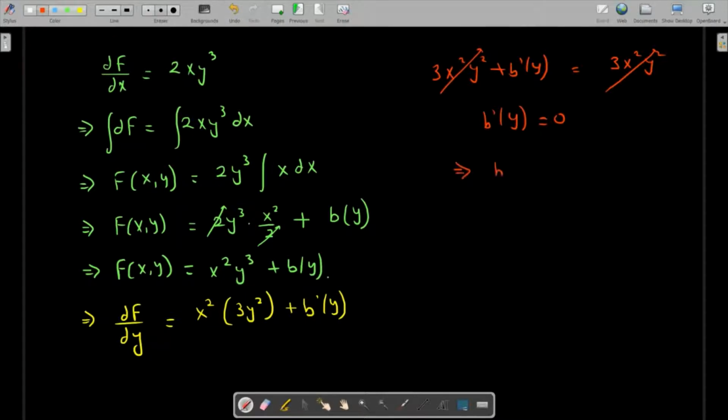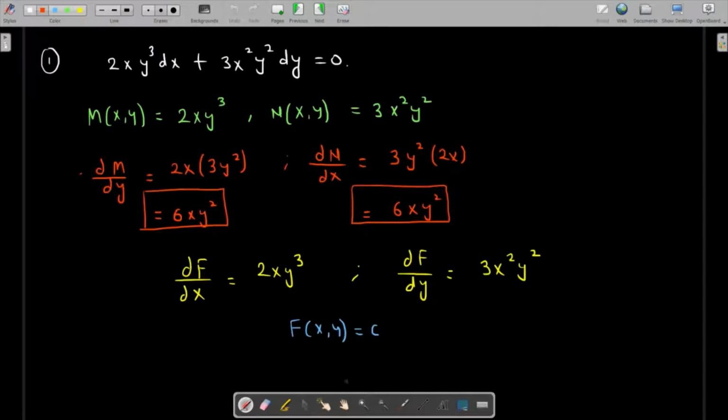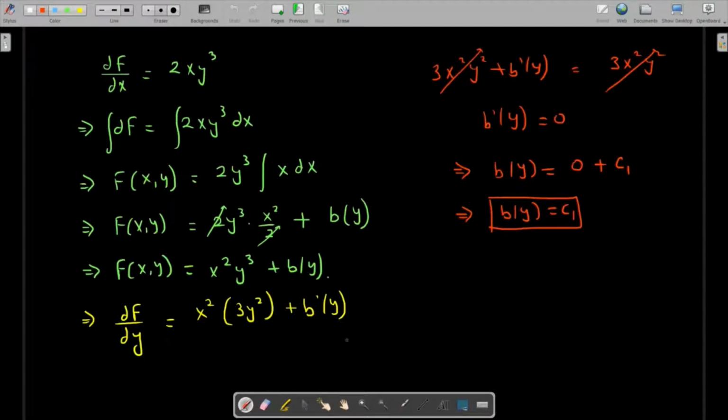Integrating both sides, b dash y will become b of y. Integration of 0 is 0, plus we add a constant of integration c1. So we get the value of b of y as c1. And now we already have the value of b of y. That one we can plug in this particular equation to get the final value of f of x y.